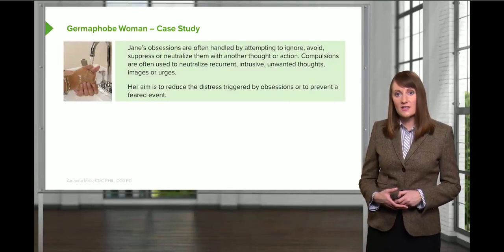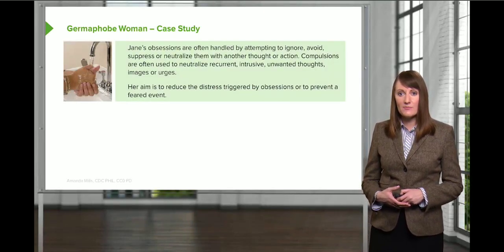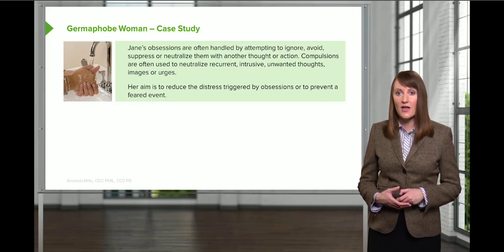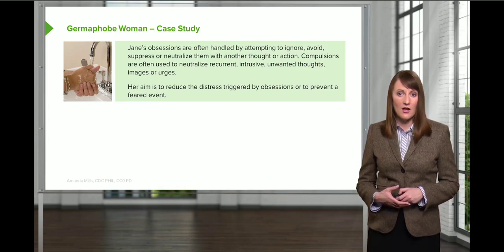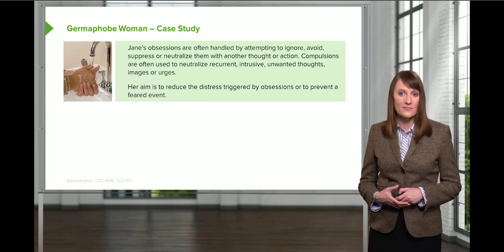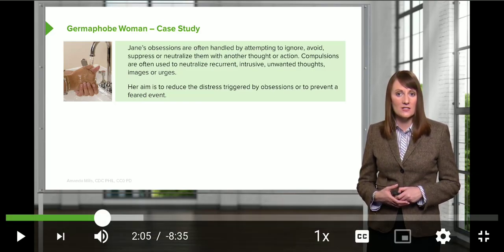So Jane's obsessions are often handled by attempting to ignore, avoid, suppress, or neutralize them with another thought or action. Compulsions are often used to neutralize these recurrent, intrusive, and unwanted thoughts, images, or urges. Jane's aim is to reduce the distress triggered.